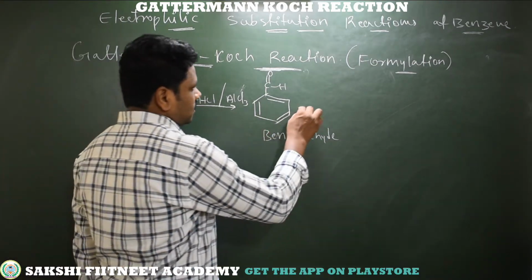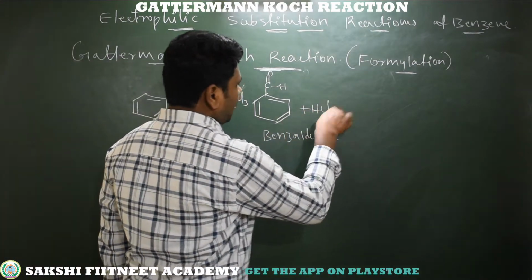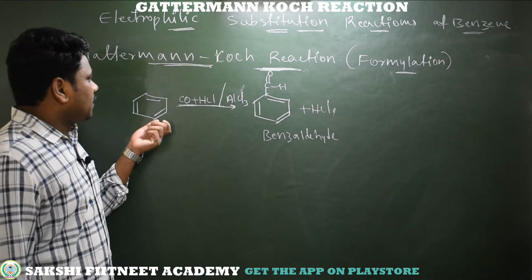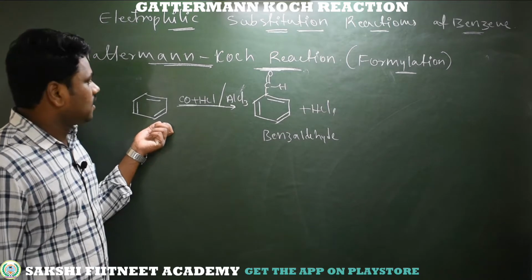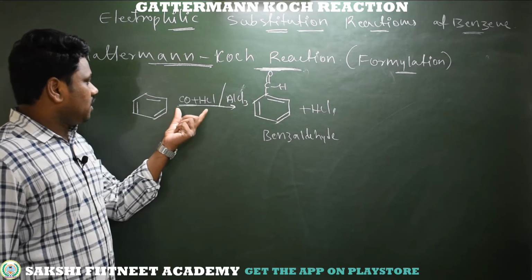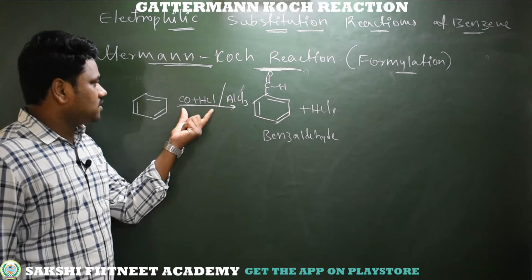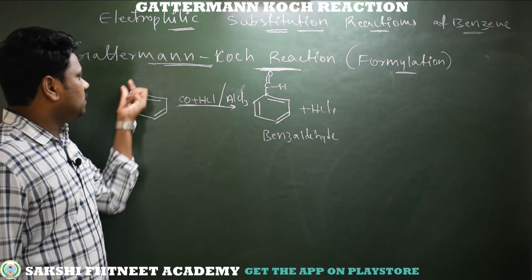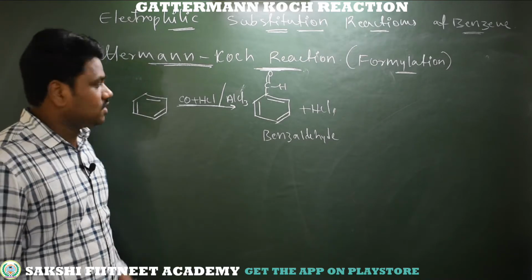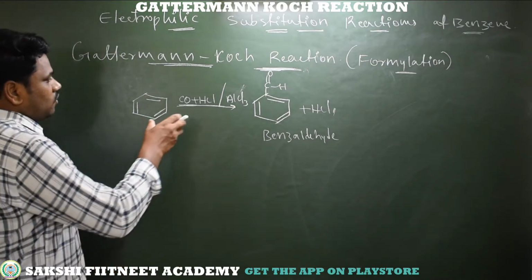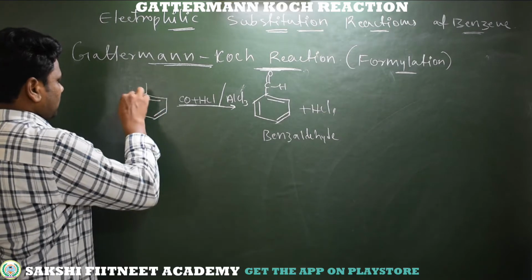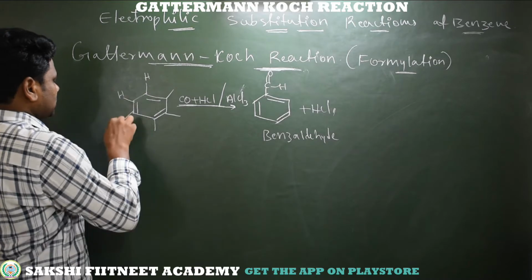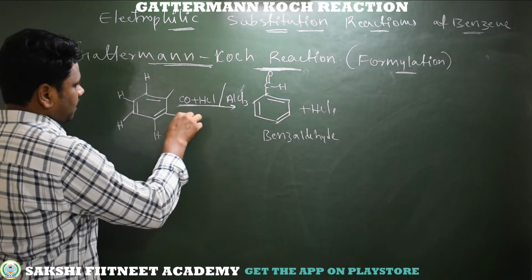Along with this benzaldehyde we will get HCl as a byproduct. See here, actually this is an electrophilic substitution reaction. So first we need to generate the electrophile from this reaction mixture. Then that electrophile is going to substitute any one of these 6 hydrogens. See here, before writing the mechanism, first we need to understand that electrophilic substitution position means selectivity of a particular hydrogen.